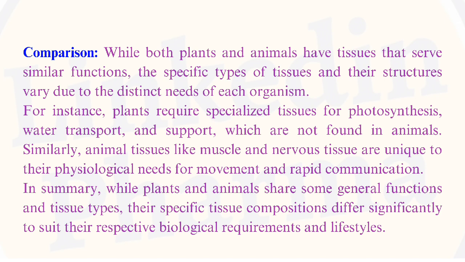For instance, plants require specialized tissues for photosynthesis, water transport, and support, which are not found in animals. Similarly, animal tissues like muscle and nervous tissue are unique to their physiological needs for movement and rapid communication. In summary, while plants and animals share some general functions and tissue types, their specific tissue compositions differ significantly to suit their respective biological requirements and lifestyles.